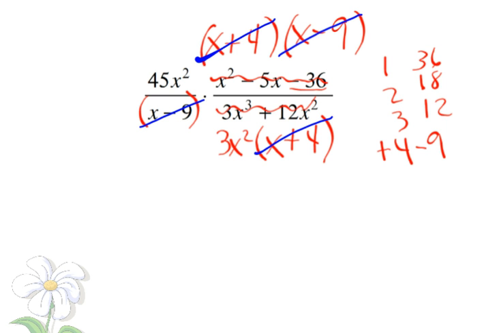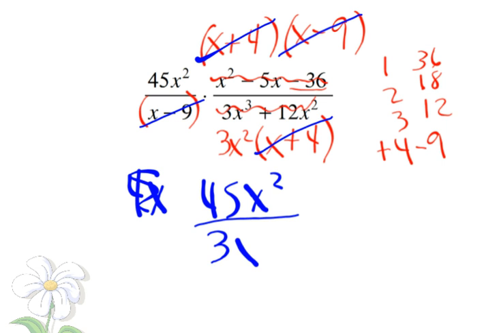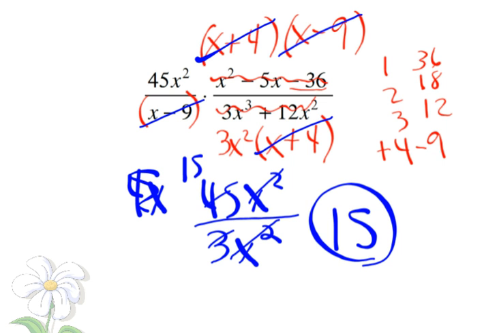Now we have these two monomials. I'm going to rewrite it so I can see it a little better. 45x squared over 3x squared. The x squareds cancel. 3 goes into 45 15 times. So our final answer is 15. That one started out really ugly and gave us kind of a nice little answer there.